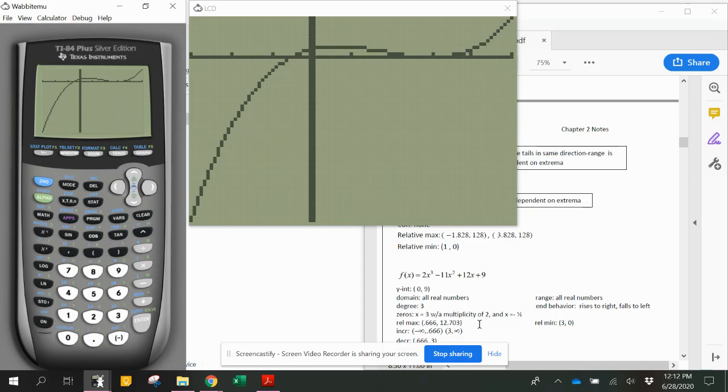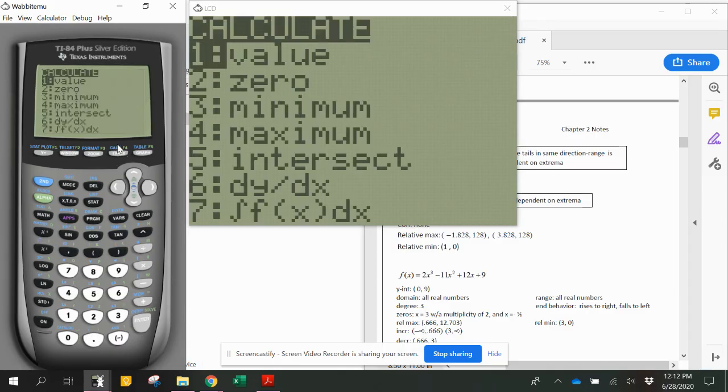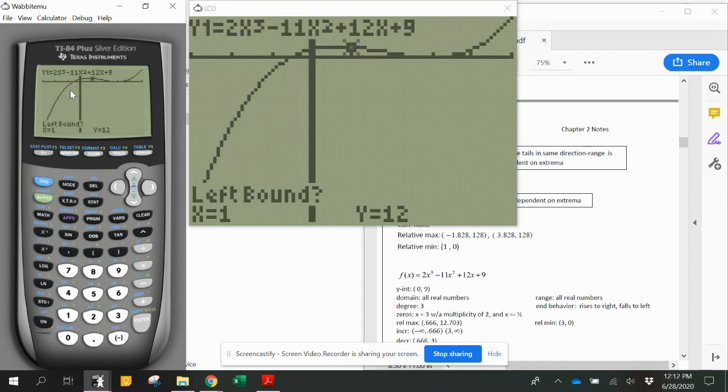Calculating the intercepts. Second, calculate is our best friend. It's right above trace. If I am working on intercepts right now, that is the same thing as a zero. So you can scroll down and press enter, or you can just hit 2. Let's work on finding this first intercept. So I'm going to try to find this intercept right here. I hope you can see my mouse.